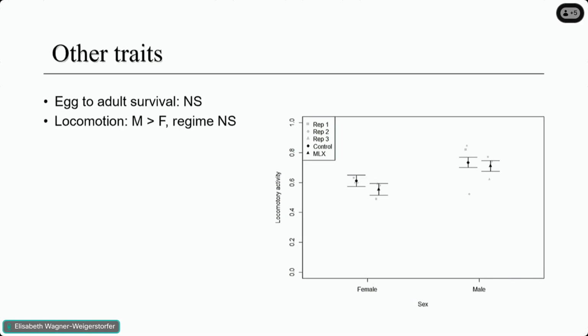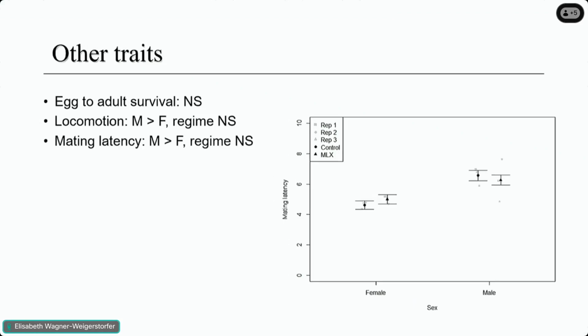When we looked at locomotory activity, we found that male locomotion was higher than female locomotion, as we might expect, but that there wasn't any significant difference between the selection regimes. So if anything, MLX is a little bit less active, but it's not significant. Somebody asked me yesterday about the difference between the sexes here, that it was kind of small. I would have to double check how we ran this experiment, but it might be because previously we had them in groups and this time we had them singly. I think that might potentially be the reason. I would have to double check to be sure.